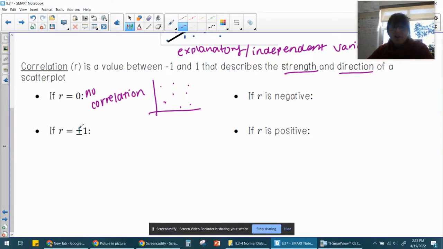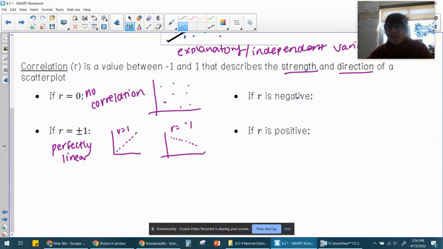If R is +1 or -1, that's perfectly linear. So a +1 would mean that all of the dots are in a row, could be connected with a line, so that would be R equals 1. And R equals -1 just means that they're trending in a negative direction, also perfectly linear.